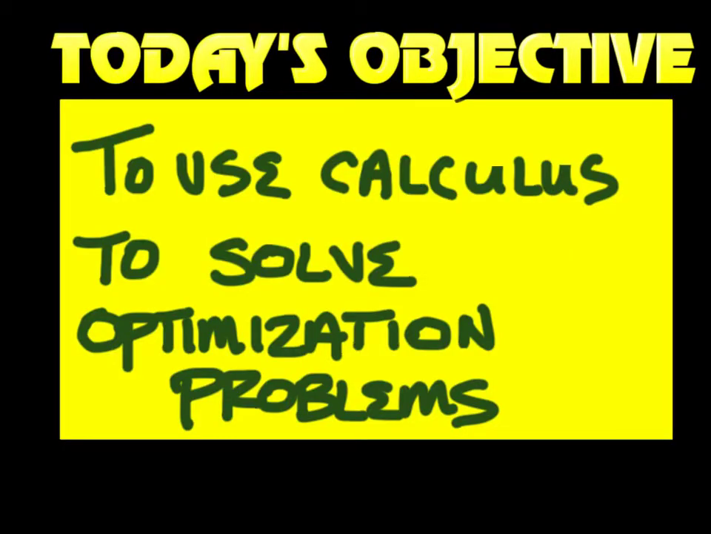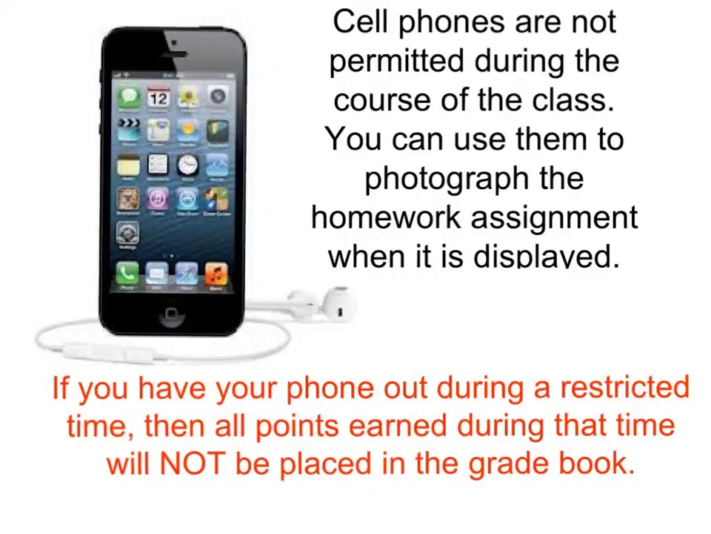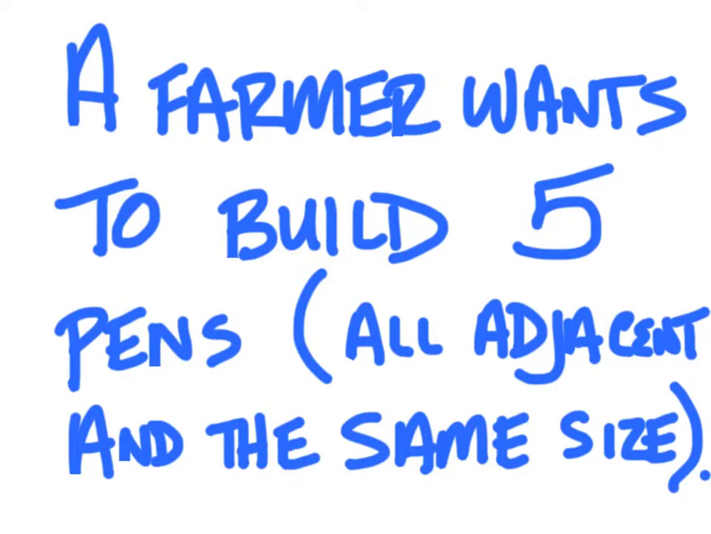To use calculus to solve optimization problems, here's an example. A farmer wants to build 5 pens, all adjacent and the same size. So there are 5 different pig pens, all have to be adjacent. They're all the same size. Since they're adjacent, that means they share a side, so you don't have to have double sides for your fencing.